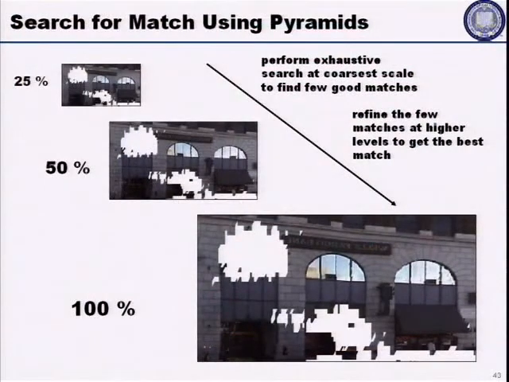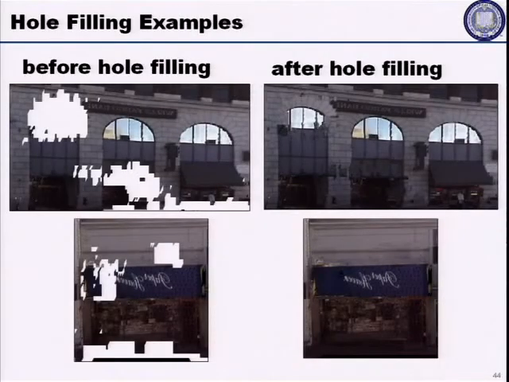So this shows the copy and paste process. To speed things up, we use a pyramid to do the search for these regions. First, do the search over smaller regions, then a little bit bigger, and then the final image. And this is before and after. So for these regions, for this picture, the holes were large enough that we had to apply the copy and paste method. And this is another example.